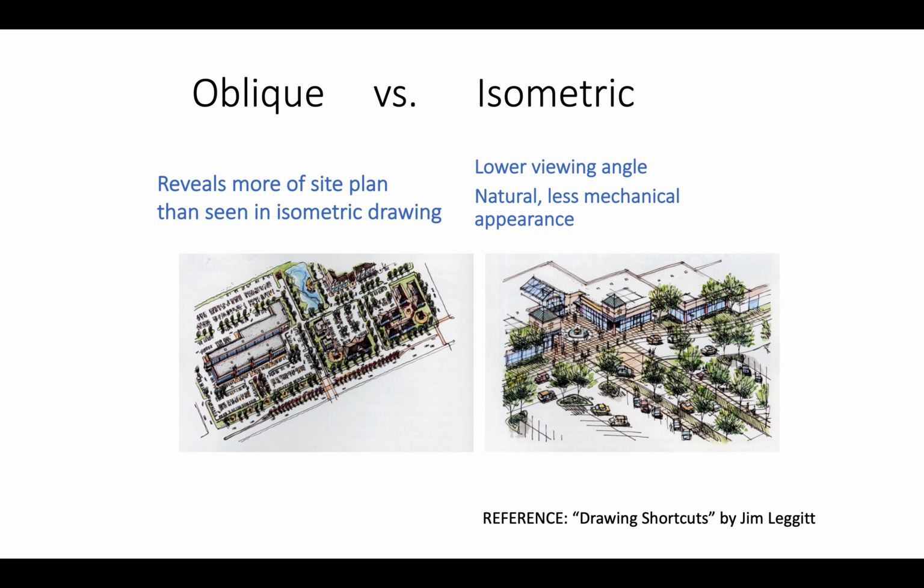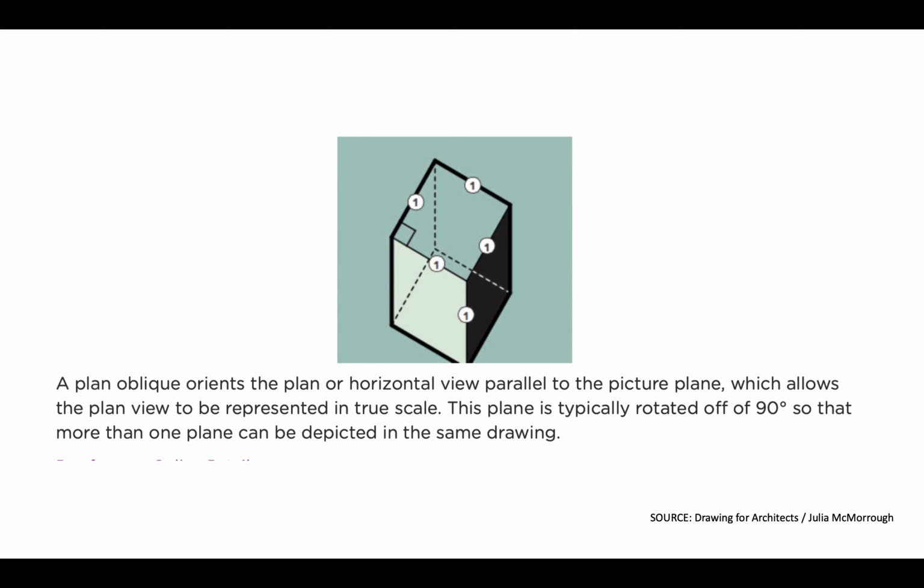Looking at some examples of oblique drawings, the oblique view orients the plan or horizontal view parallel to the picture plane, which allows that plan view to be represented true scale and in true measure. This plane is typically rotated off of 90 degrees if more than one plane can be depicted in the same drawing. So look at this cube.